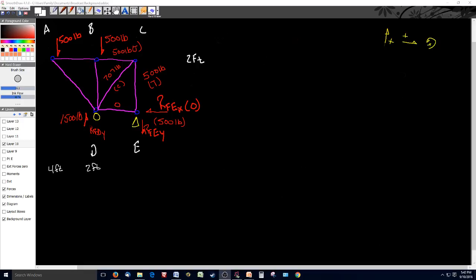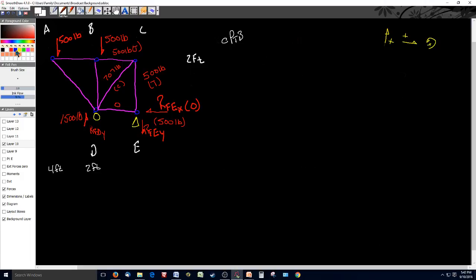Welcome back to Principles of Engineering. We're still working on our truss solution, and we're up to point B. So let's get right on it. Looking at point B, we'll go ahead and start there.